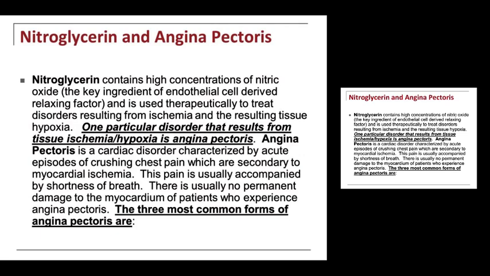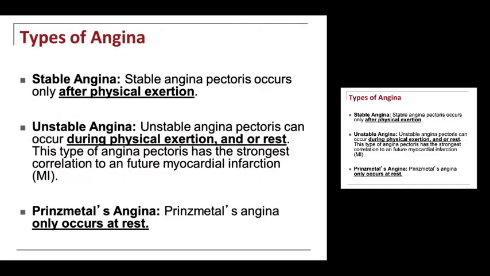So a particular disorder that results from tissue ischemia or hypoxia is angina pectoris. It's a cardiac disorder characterized by acute, short-term episodes of crushing chest pain that is secondary to myocardial ischemia, decreased blood flow to the muscle of the heart. The pain is usually accompanied by shortness of breath, and there's usually no permanent damage to the myocardium of patients who experience angina. There are a few different forms of angina: stable, unstable, and Prinzmetal's.